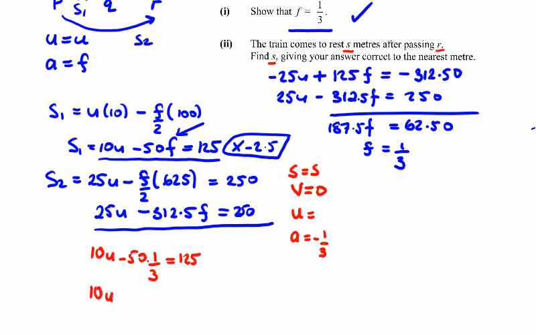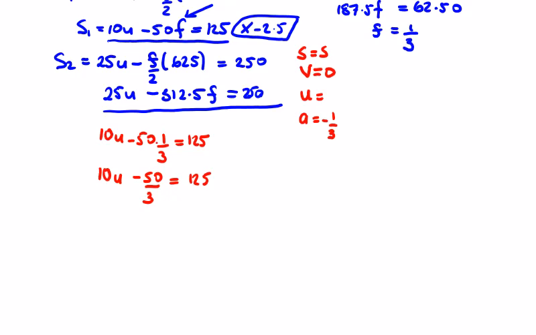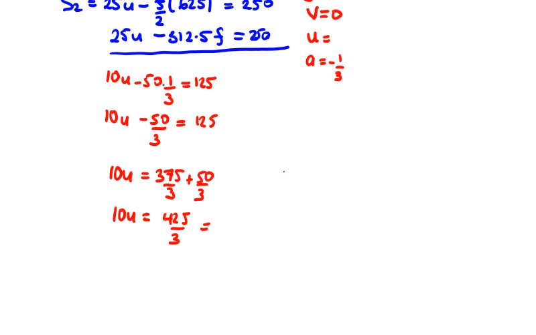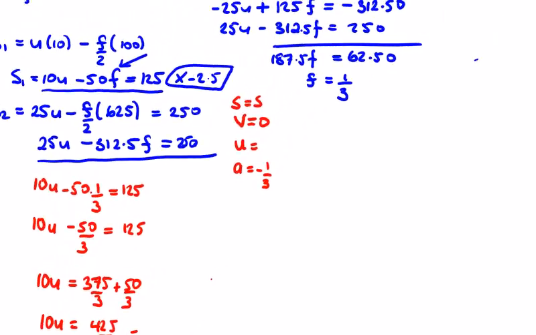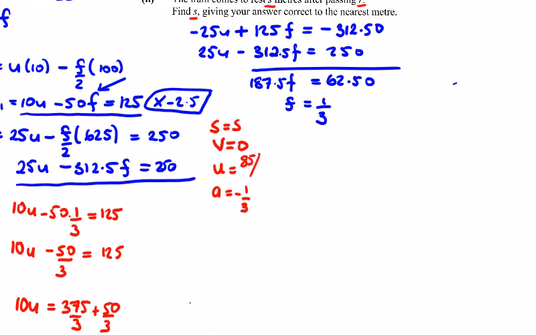So 10u minus 50 over 3 equals 125. I'll change the 125 into 375 over 3, and then we have to add 50 over 3. So 10u is equal to 425 over 3. So we could say then u is equal to 42.5 over 3, which is 85 over 6 meters per second. Bring that up here, 85 over 6.